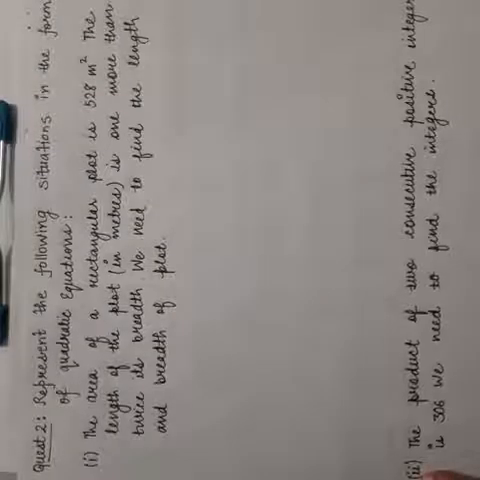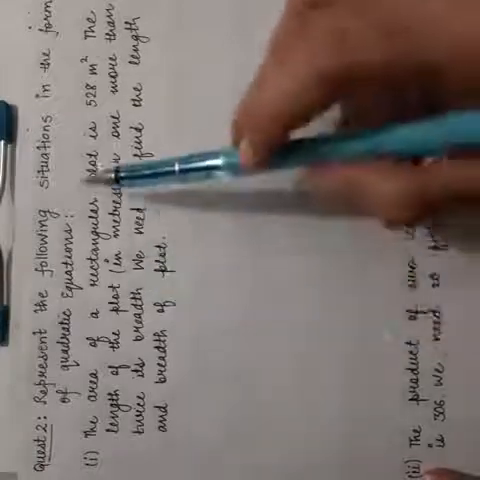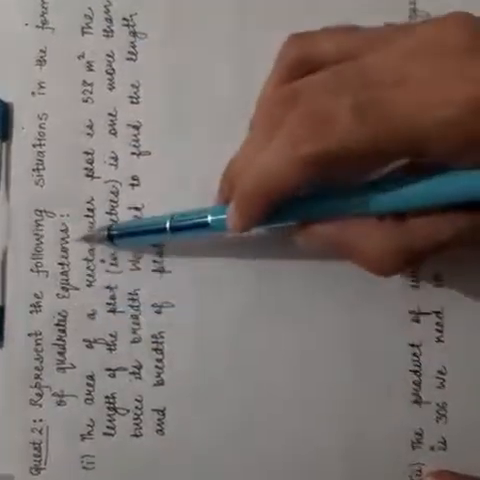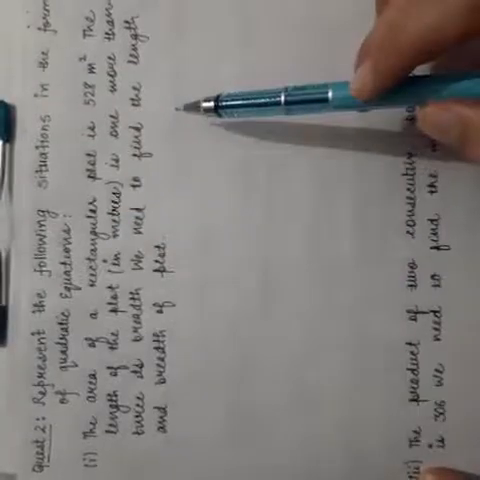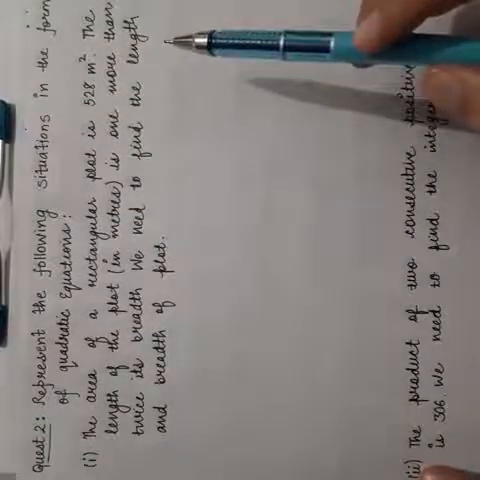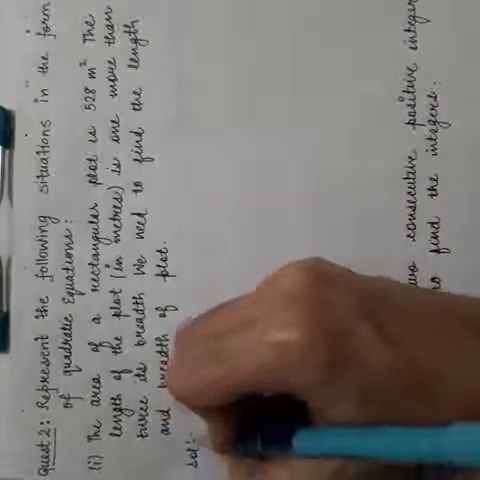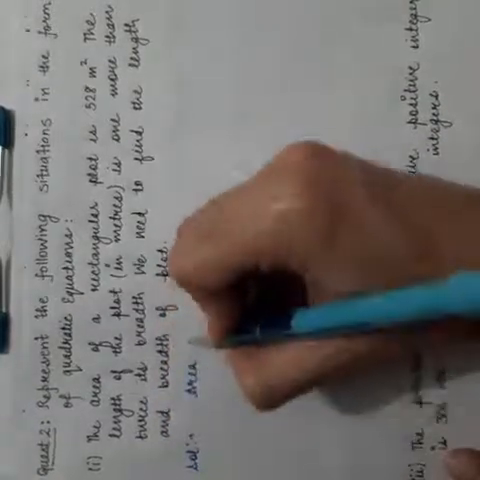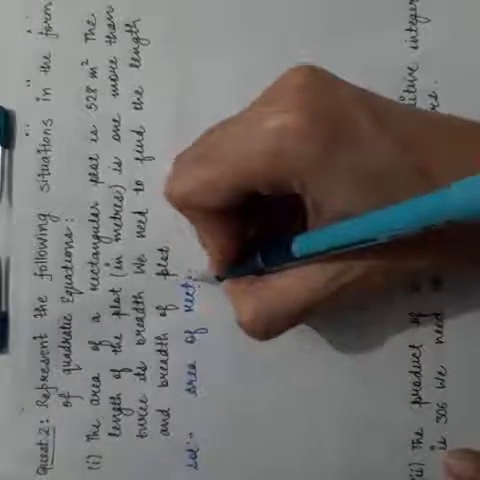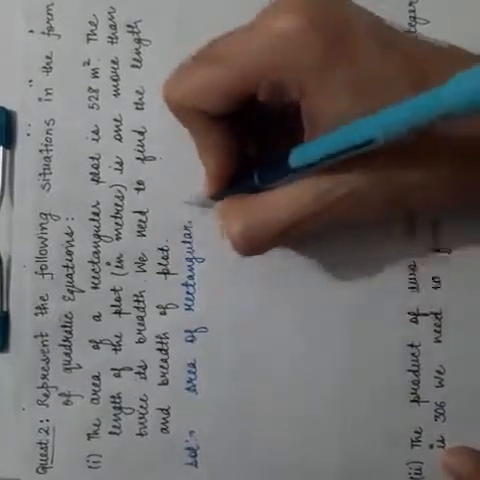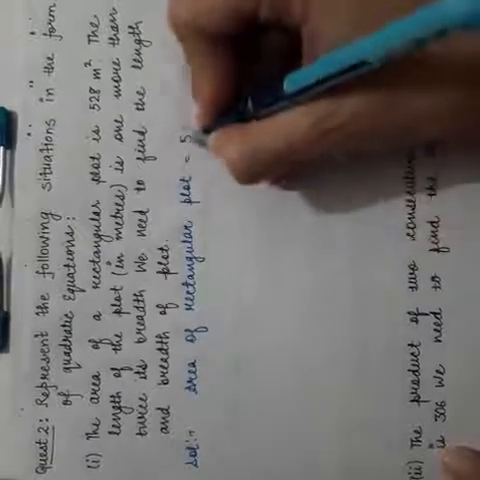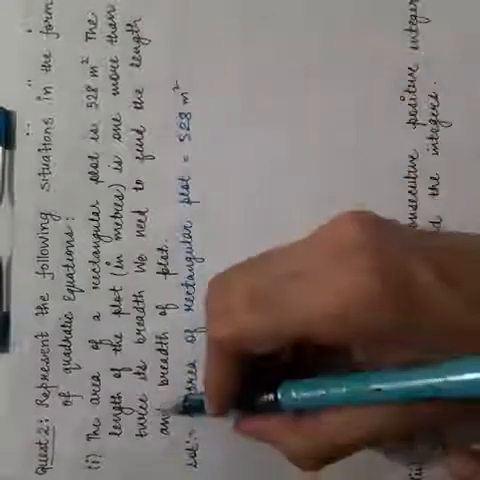Now the second question of this exercise says, represent the following situations in the form of quadratic equations. You just have to read the statement and represent it in the form of quadratic equation. So see the first statement, the area of a rectangular plot is 528 square meters. So first of all we will write area of rectangular plot, that is given to be 528 square meters. The length of the plot is 1 more than twice the breadth.